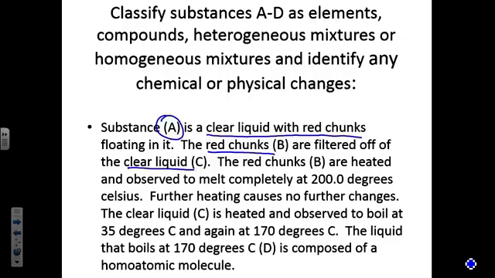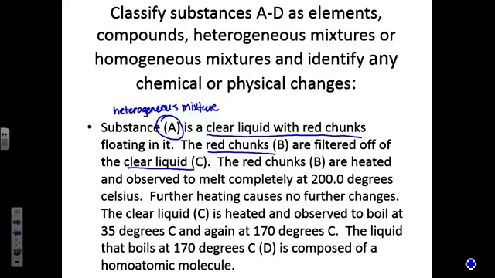So substance A is a clear liquid with red chunks floating in it, which tells us we can see two things. We can see the clear liquid and we can see the red chunks. So hopefully you recognized, hey, I can see two things. A must be a heterogeneous mixture. And those two things were clearly different. With a heterogeneous mixture, we can see that there's two different things.